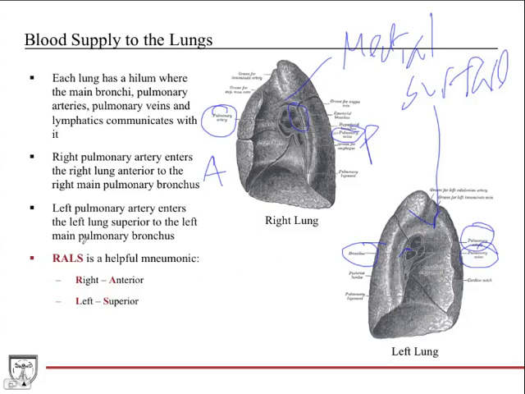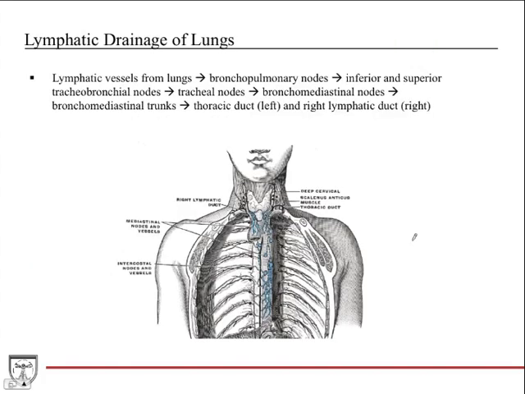So a good way to remember this is RALS, a helpful mnemonic. Right anterior, and then left superior. So on the right, the pulmonary artery travels anterior to the bronchus, and then on the left lung, the pulmonary artery travels superior to the bronchus.